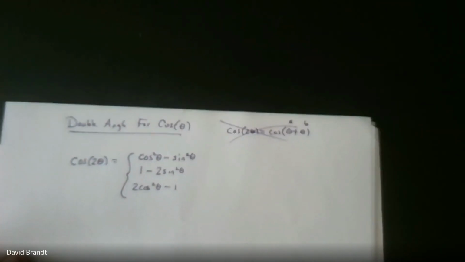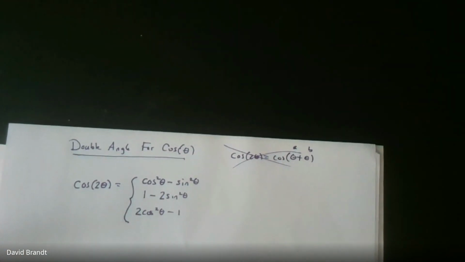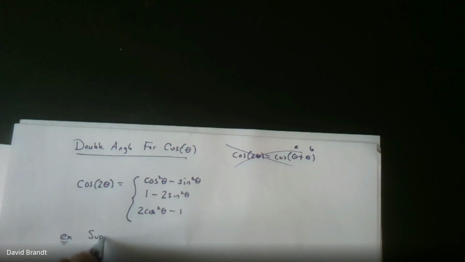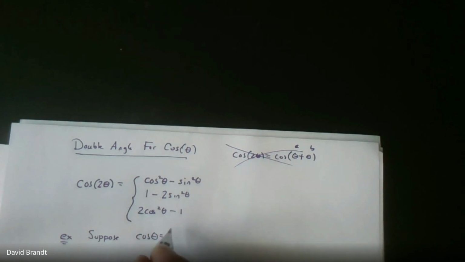All right. Now let's see an example of how this works. Suppose cosine theta is equal to negative 1/4, and this is in quadrant 3.